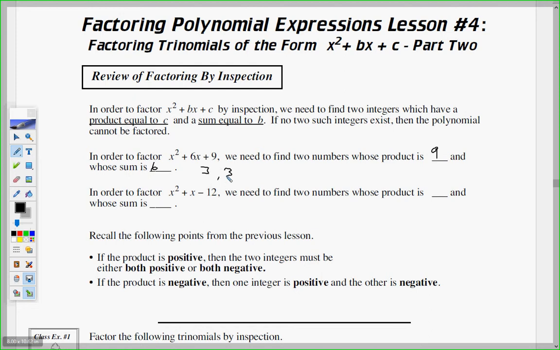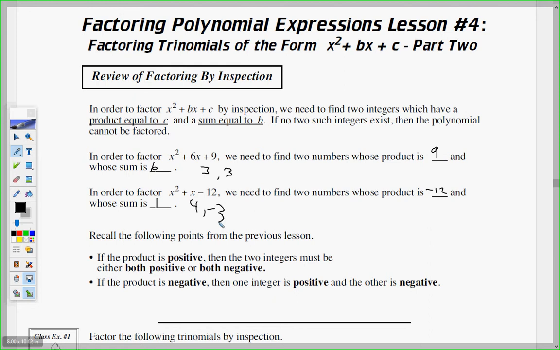It gets a little bit more difficult when you have a negative, because that means there has to be essentially a subtraction. So when I do that, I say product of negative 12 that is 1 apart, which would be 4 and negative 3. It wants me to write 1, and it's 4 and negative 3 for the answer on that.